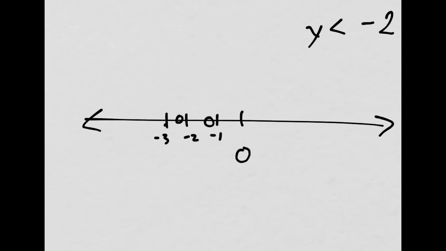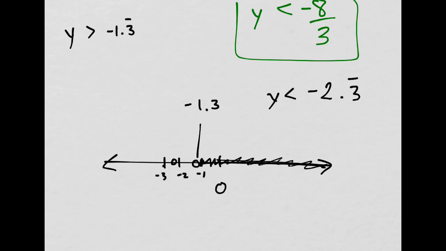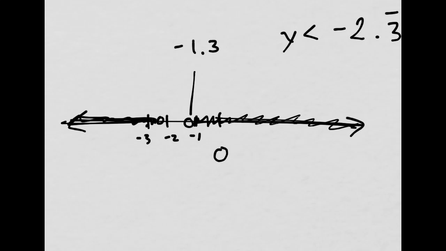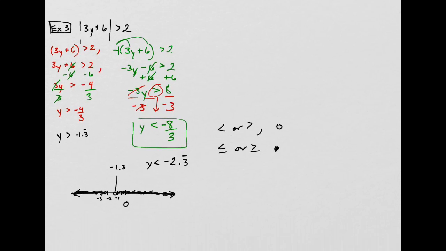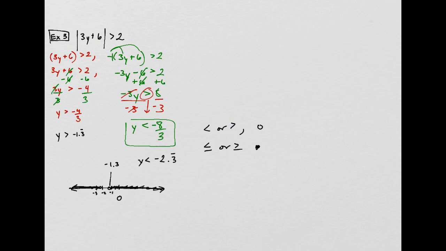So here we have it. This one is negative 1.3, and we're saying greater than. Greater means bigger, so that's to the right. So we'll shade to the right side of that one. And then y less than negative 2.3, so then that's shaded to the left. So any y value that falls in the shaded region, those numbers will work in our absolute value inequality. And there you have it. There's the graph as well. So I should put a box around that. All right, that's it.